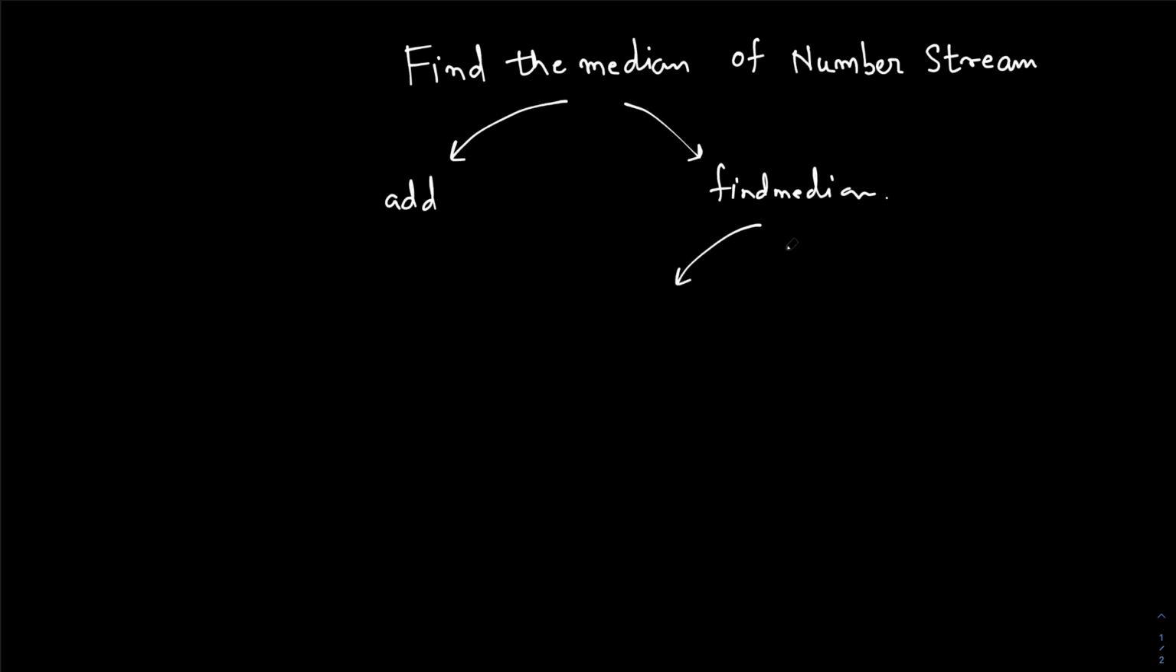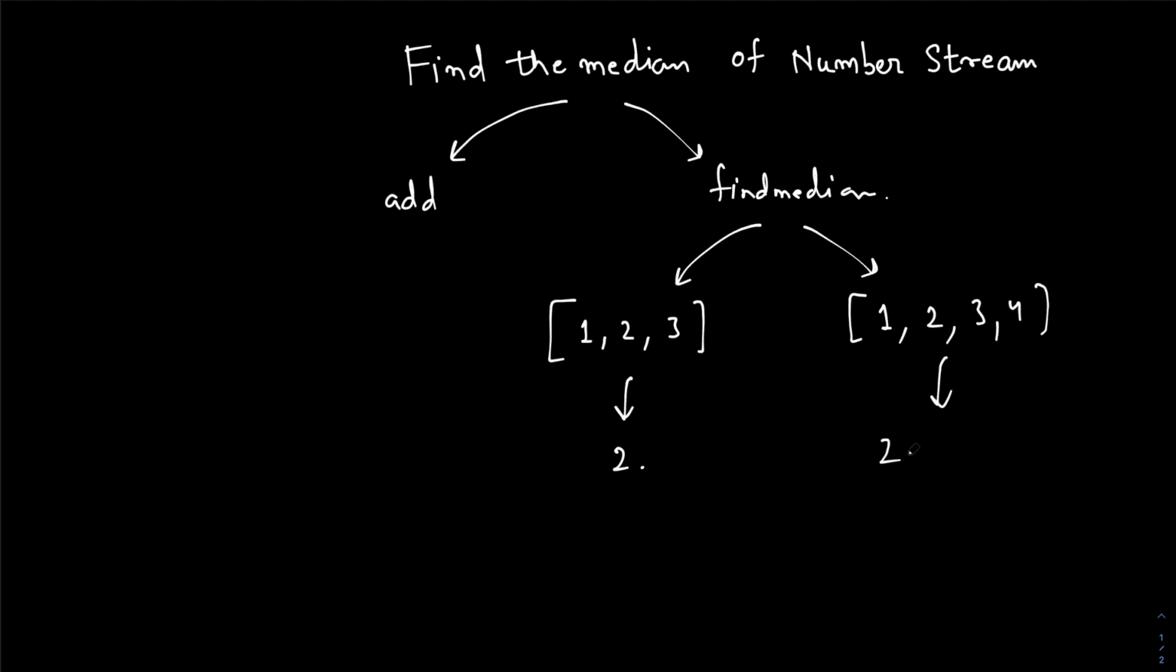What is median? If the size of the array is odd, suppose 1 2 3, the middle value of the array is the median. So in this case the median is 2. If the size of the array is even, it's going to be the average of the two middle numbers, that is (2 plus 3) by 2, which is 2.5. So this is the median.